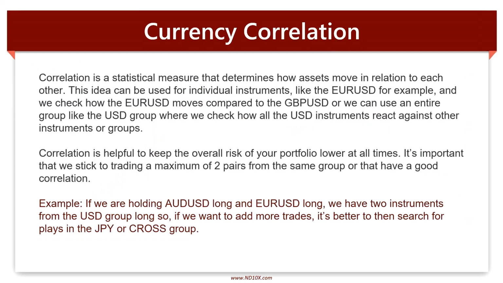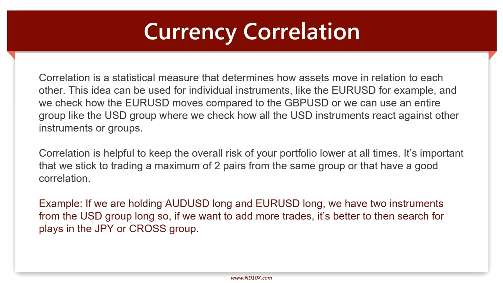Currency correlation. Correlation is a statistical measure that determines how assets move in relation to each other. This idea can be used for individual instruments like the Euro USD, for example, and we check how the Euro USD moves compared to the pound dollar. Or we can use an entire group like the dollar group, where we check how all the dollar instruments react against other instruments or groups.